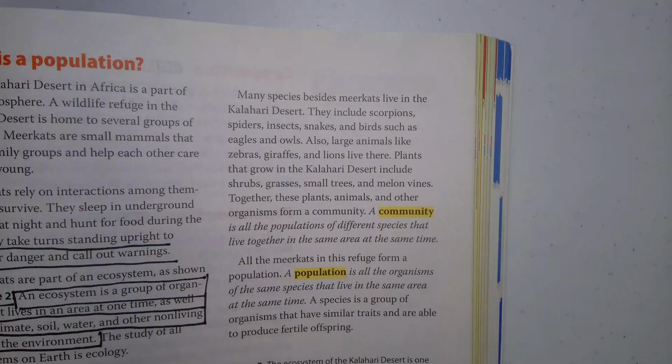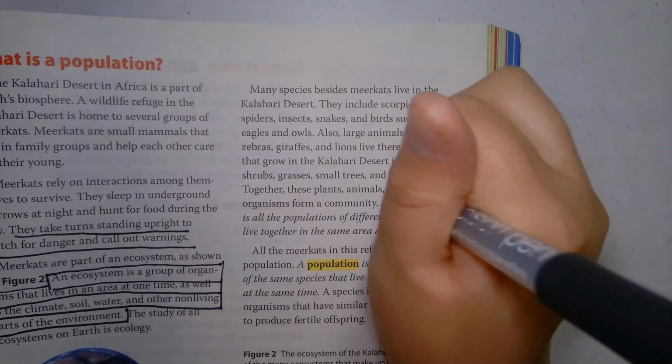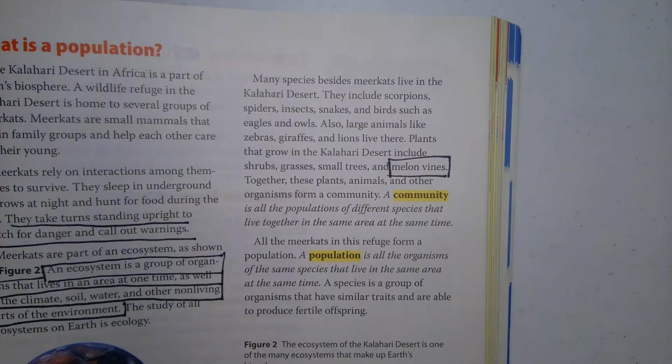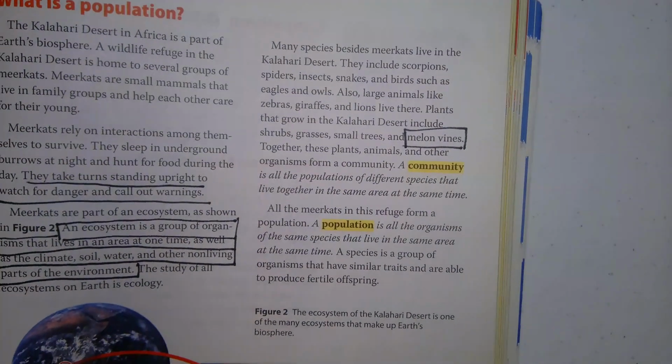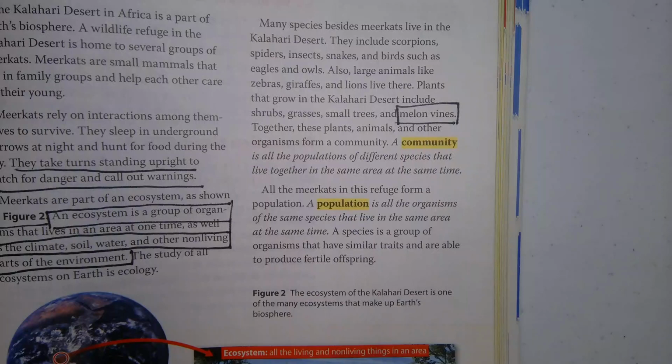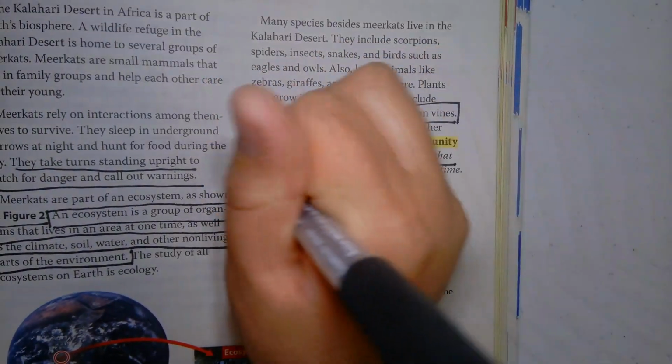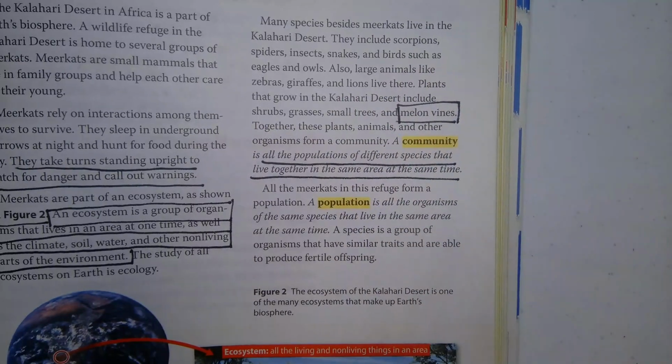Plants that grow in the Kalahari Desert include shrubs, grasses, small trees, and melon vines. Wow. I'm gonna Google this later. Note to self. Together, these plants, animals, and other organisms form a community. A community is all the populations of different species that live together in the same area at the same time.